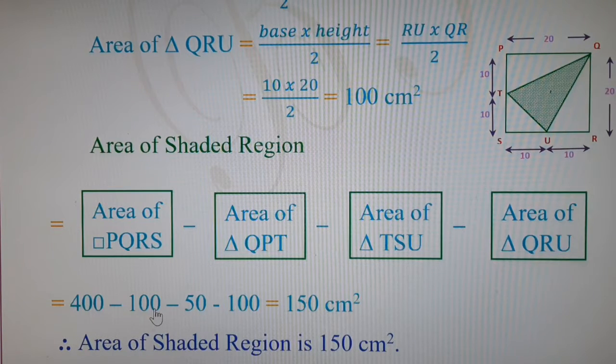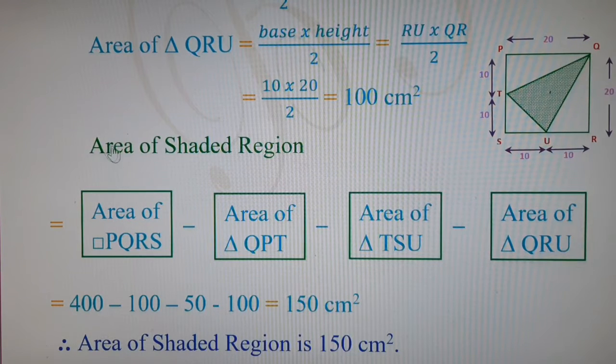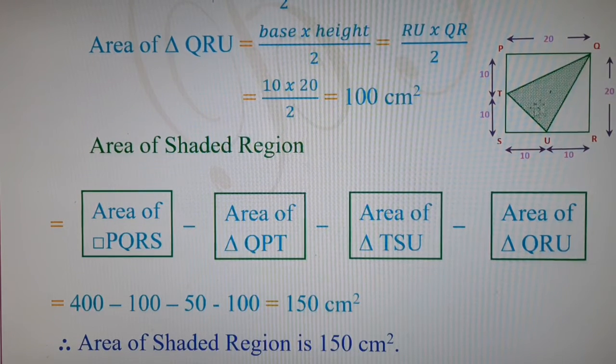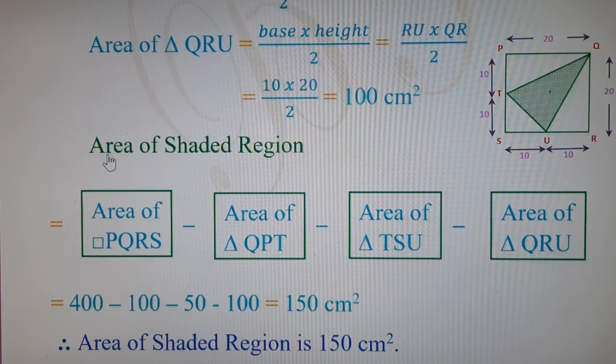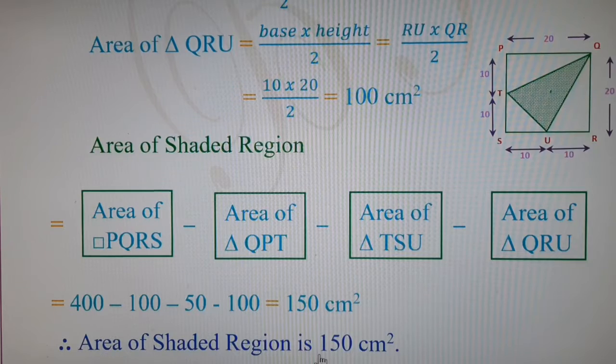So 400 minus 100, 300. 300 minus 50, 250. 250 minus 100, 150. So our answer will be 150 centimeter square. That will be the area of the shaded region. This shaded region can be found by subtracting the three white triangles from the total area of the square. And that's how we get the area of the shaded region. So answer statement we will write: therefore, area of shaded region is 150 centimeters square.